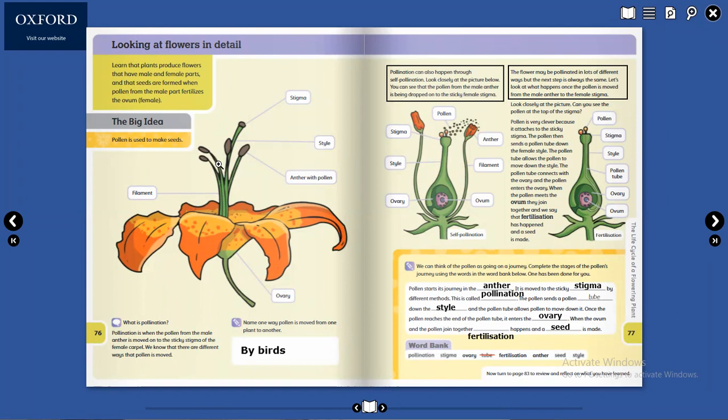Pollination can also happen through self-pollination. Look closely at the picture below. You can see that the pollen from the male anther, not another, it's anther, is being dropped onto the sticky female stigma. Stigma. Thank you.